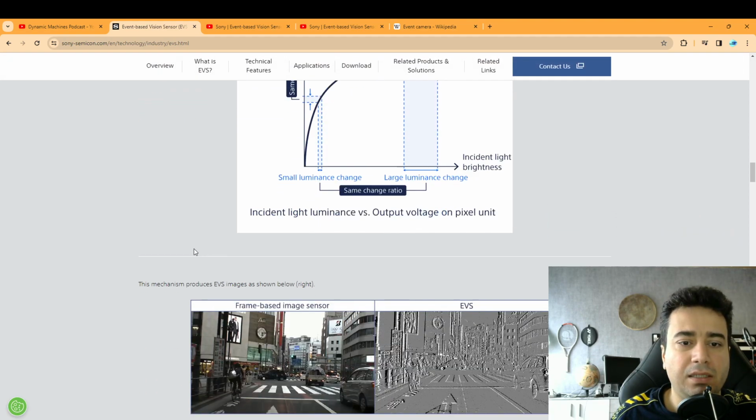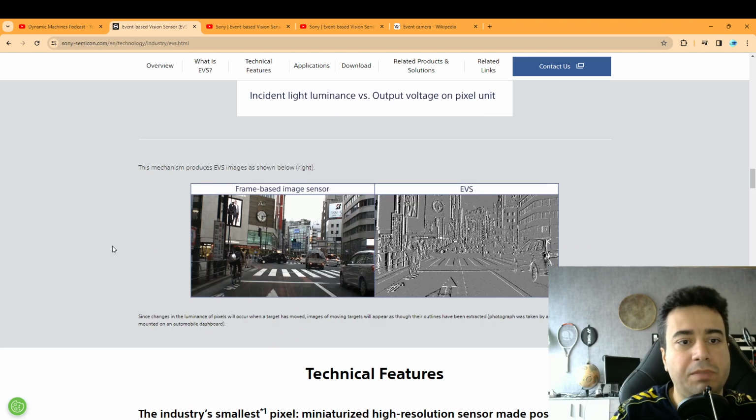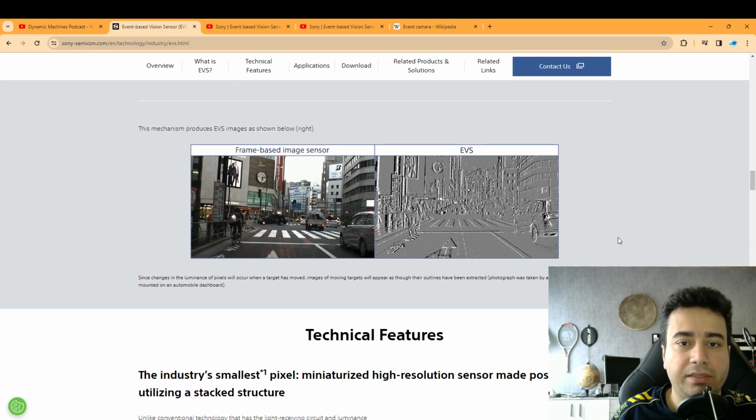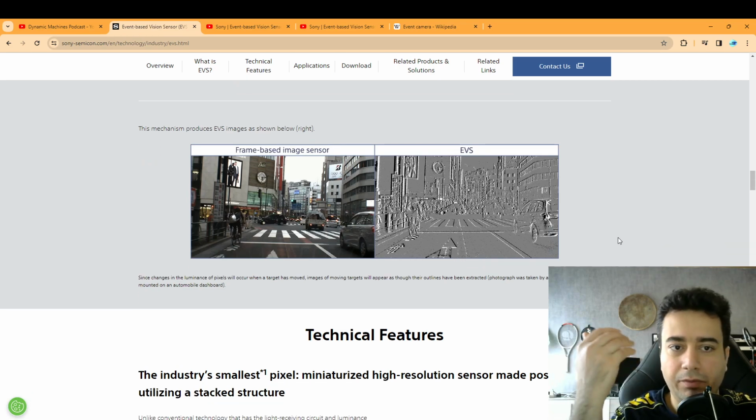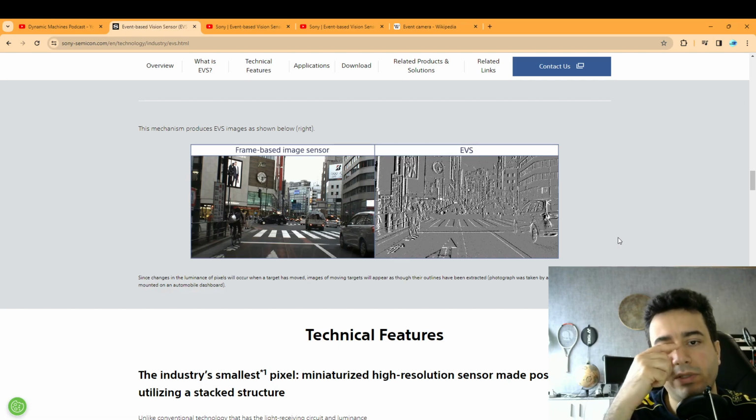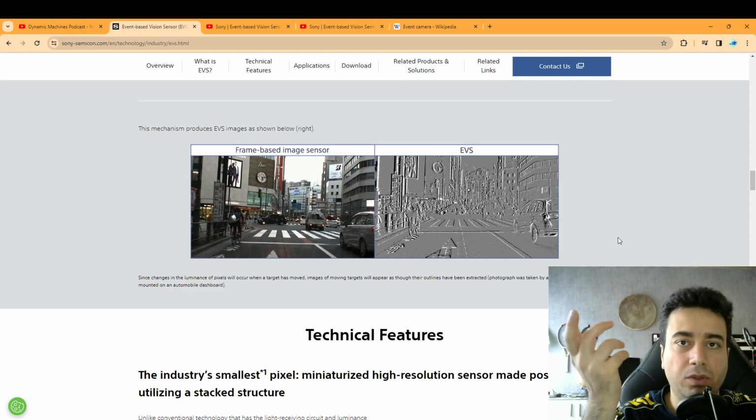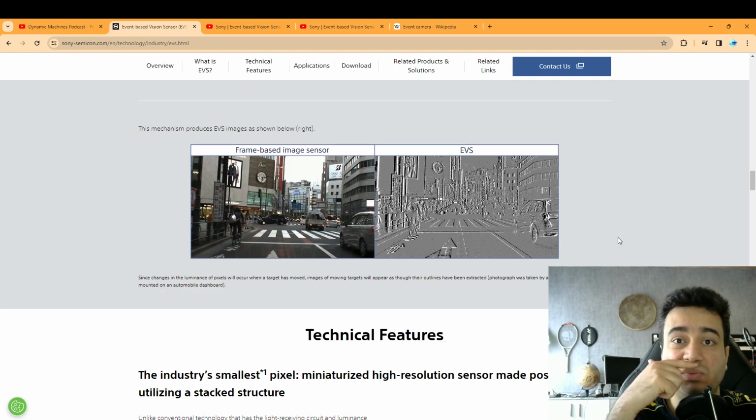So next, there's this picture that you see at the left and right. With the frame-based image sensor you can see such a thing at the left, and with the EVS sensor you can get this. Basically, if I want to be honest with you, it is very similar to the method of edge detection by a normal webcam or camera. But the only difference is that, as I said, objects should be moving in EVS to be detectable.